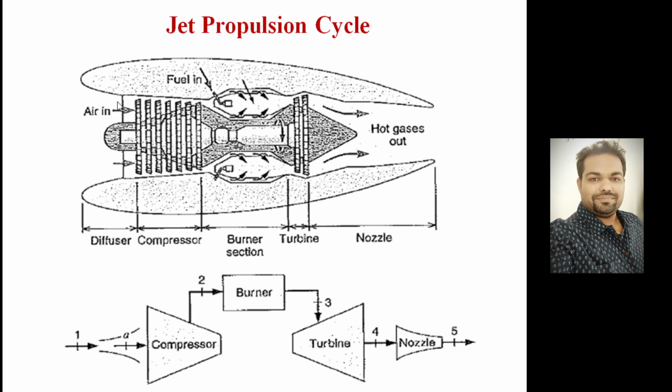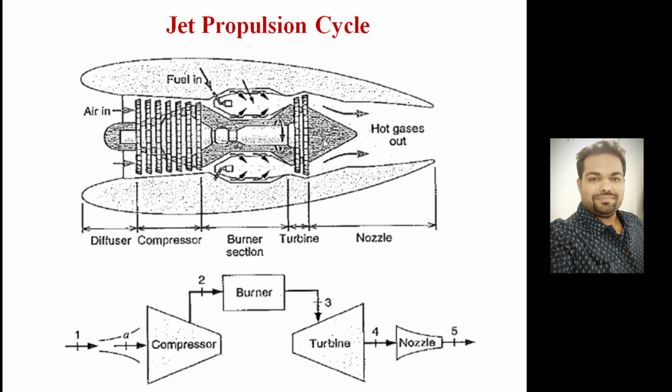So it requires a diffuser. Air enters the diffuser, then enters the compressor, where pressure rises, and finally enters the combustion chamber, or you can say the burner section, where fuel burning takes place. Then hot gases come onto the turbine blades, the turbine rotates, you get the mechanical work, and that mechanical work is sufficient to drive the compressor.